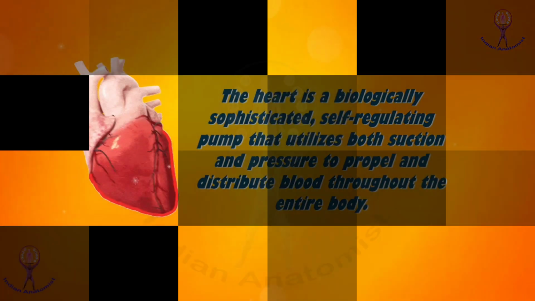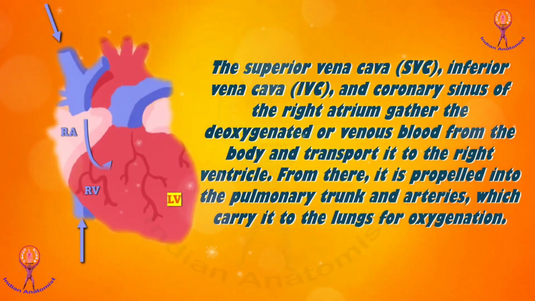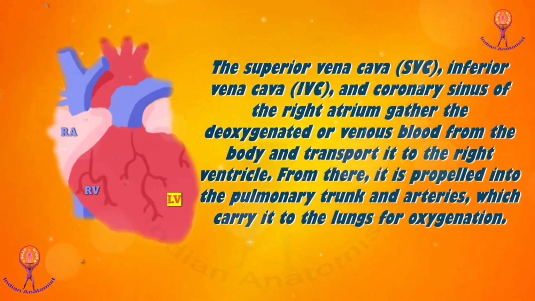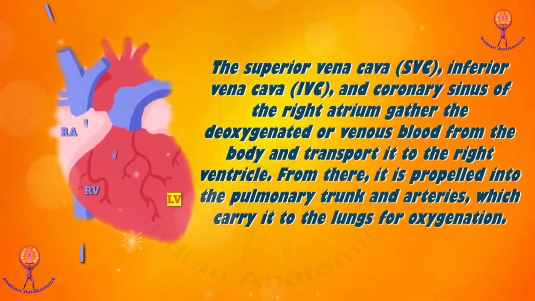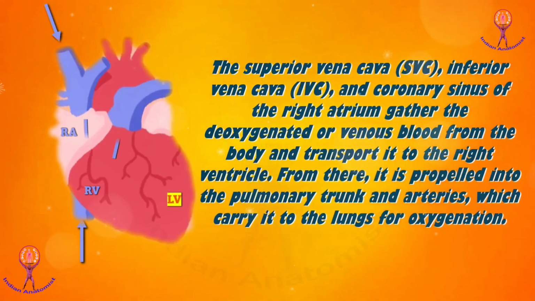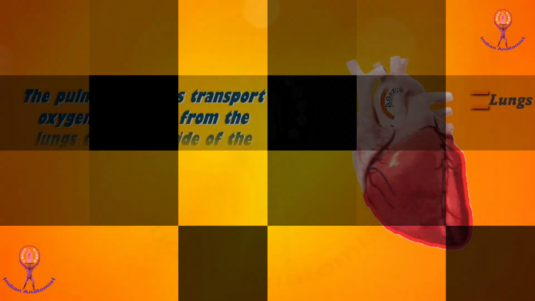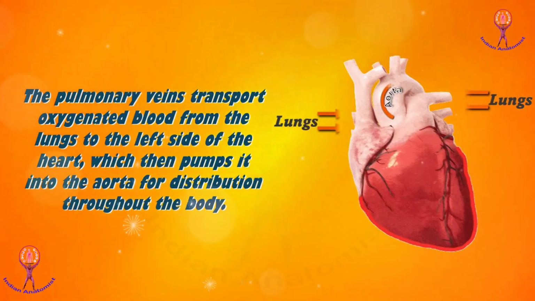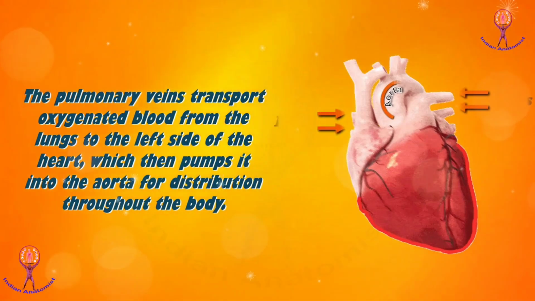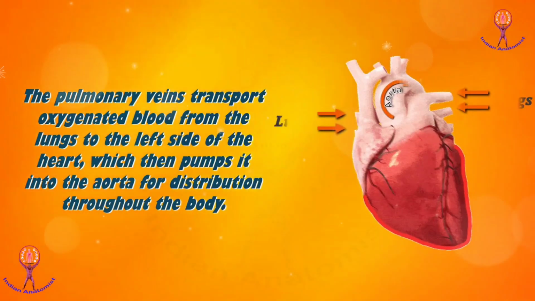the entire body. The superior vena cava (SVC), inferior vena cava (IVC), and coronary sinus of the right atrium gather the deoxygenated or venous blood from the body and transport it to the right ventricle. From there, it is propelled into the pulmonary trunk and arteries, which carry it to the lungs for oxygenation. The pulmonary veins transport oxygenated blood from the lungs to the left side of the heart, which then pumps it into the aorta for distribution throughout the body.